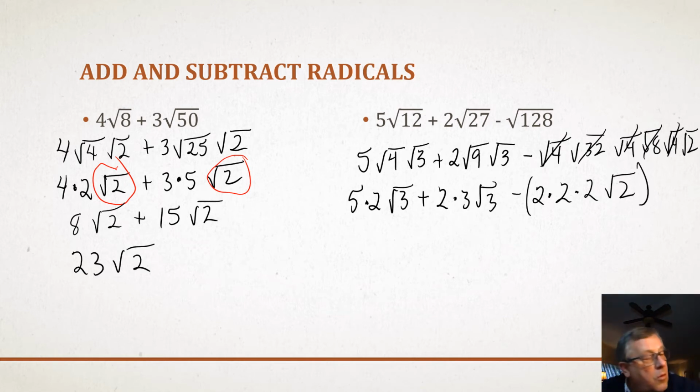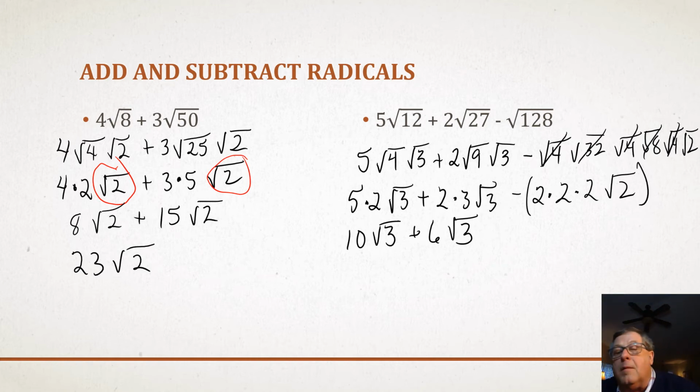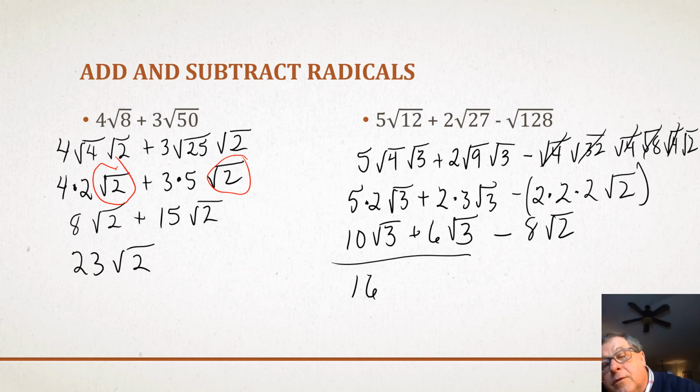Well, let's simplify a little more. So we've got 5 times 2 is 10, square root of 3. 2 times 3 is 6, square root of 3. And I'm going to be able to combine those two like terms. But let's go over here. So now I got negative 2 times 2 times 2. 2 times 2 is 4. 4 times 2 is 8. 8 square root of 2. Don't have the same radicand there, so I'm not going to be able to combine that like terms, but I can these two. And so we're going to end up with 16 square root of 3 minus 8 square root of 2.